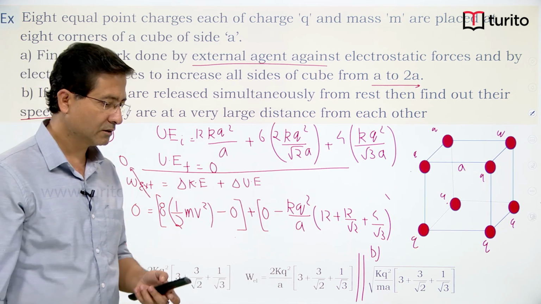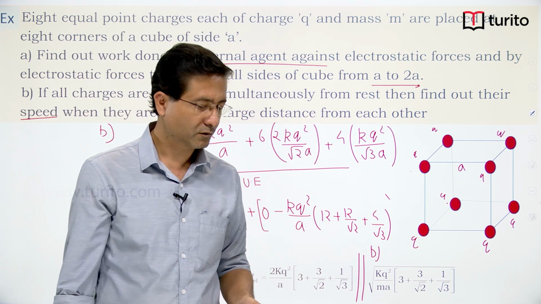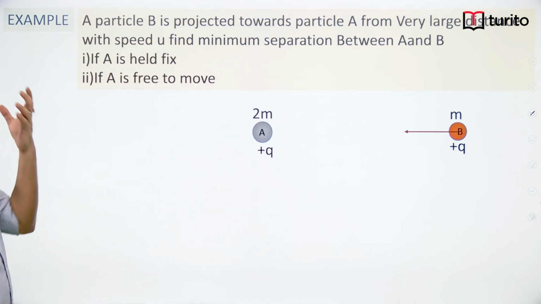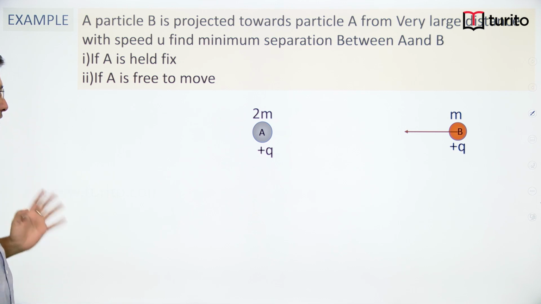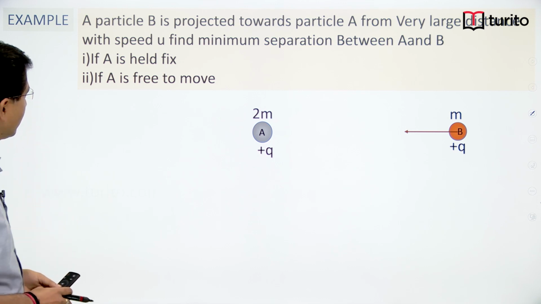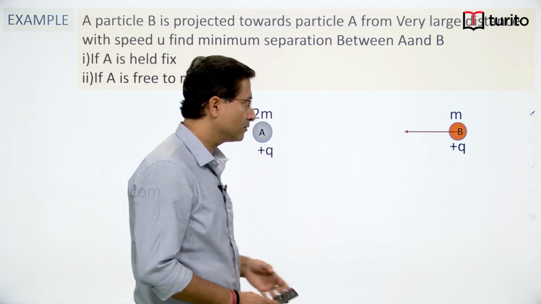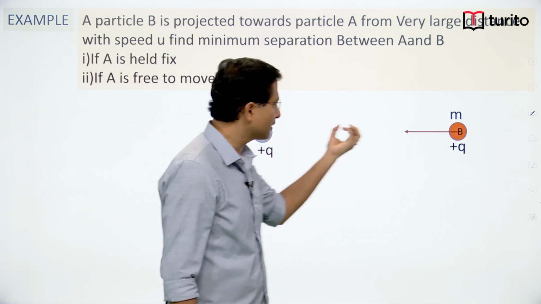So, I hope this example is also clear. Let us move to next one. Let us take one example when there is a motion. So, charged particle is moving, right. A particle B is projected towards a particle A from very large distance. So, we are projecting this particle towards this particle from very large distance.